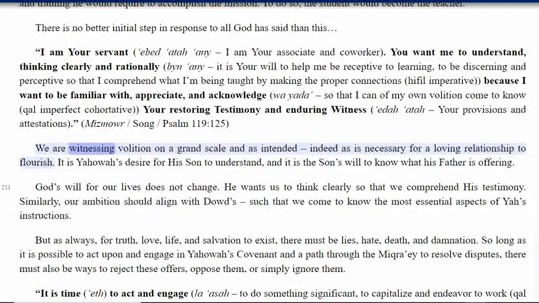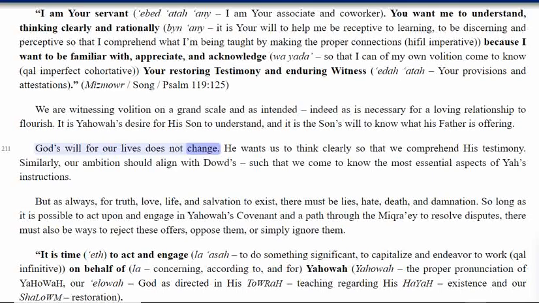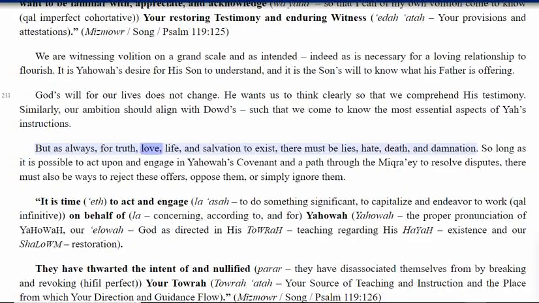119:125. We are witnessing volition on a grand scale and as intended, indeed as is necessary for a loving relationship to flourish. It is Yahowah's desire for his son to understand, and it is the son's will to know what his father is offering. God's will for our lives does not change. He wants us to think clearly so that we comprehend his testimony. Similarly, our ambition should align with Dowd's, such that we come to know the most essential aspects of Yah's instructions. But as always, for truth, love, life, and salvation to exist, there must be lies, hate, death, and damnation.